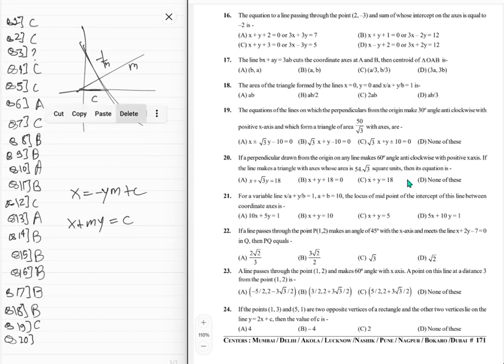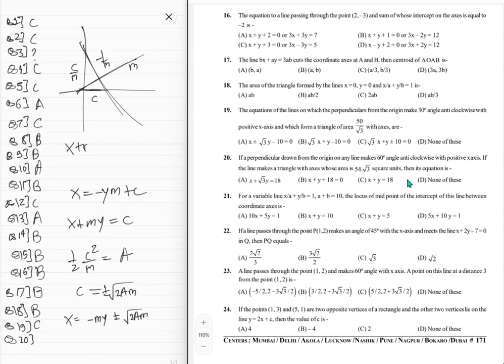As you can see, this c is not related with the earlier one. It's a different equation. Then when x is 0, y becomes c upon m. So half c squared upon m equals whatever area they gave us. Then c is the square root of 2am, and actually plus minus. So x is negative m y plus minus the square root of 2am, where m is the slope of the perpendicular. So you can say x plus m y plus minus the square root of 2am equals 0.